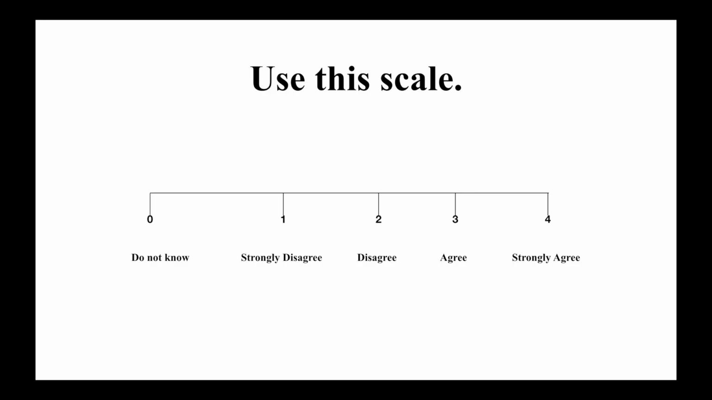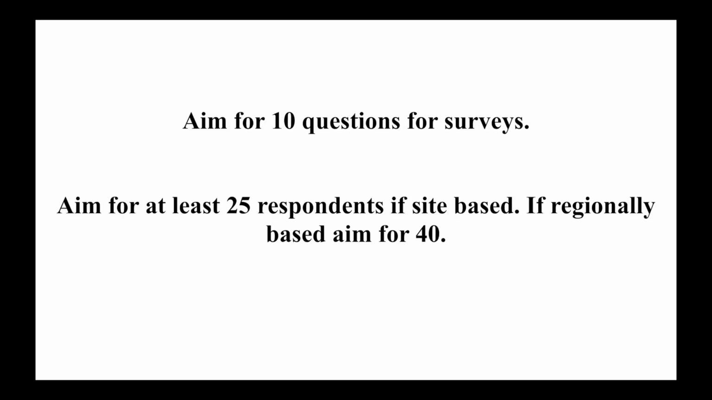So if you're doing a survey, these are a few tips here. Try to find a survey that already exists, but if not, use this scale. This is your traditional Likert scale here. It gives you some clear data, and you'll align your questions so that they can be answered by these categories, and you can use those numbers. Aim for 10 questions for surveys. Aim for 25 respondents if site-based, and 40 if regionally based. It's not super specific criteria. It's just a general rule of thumb.